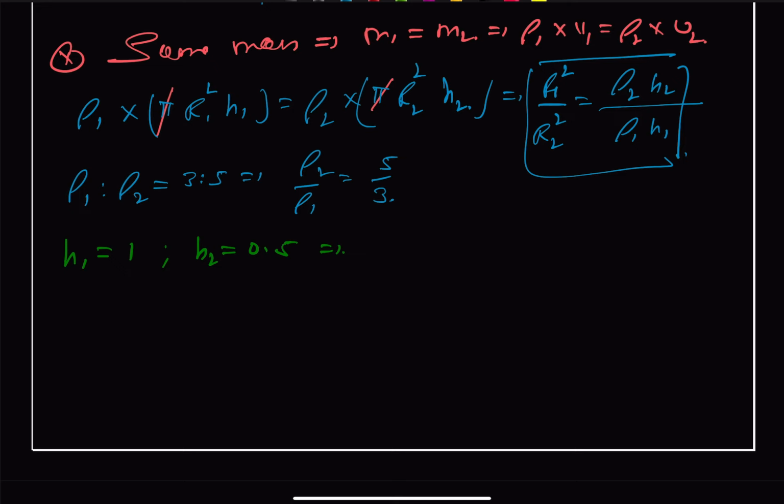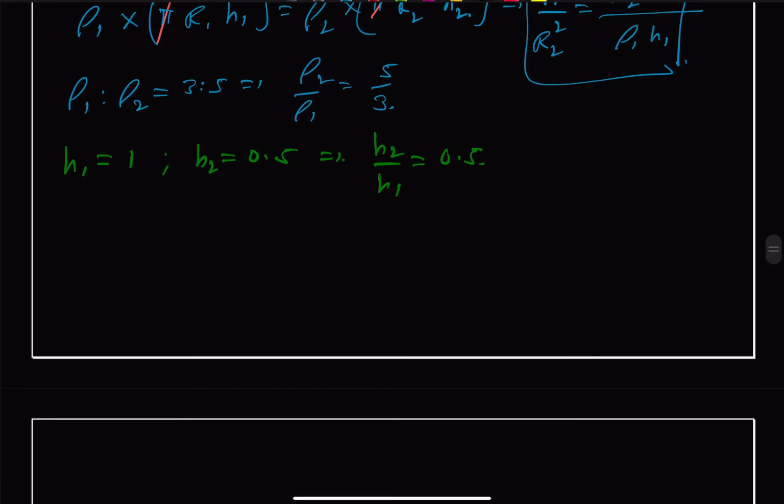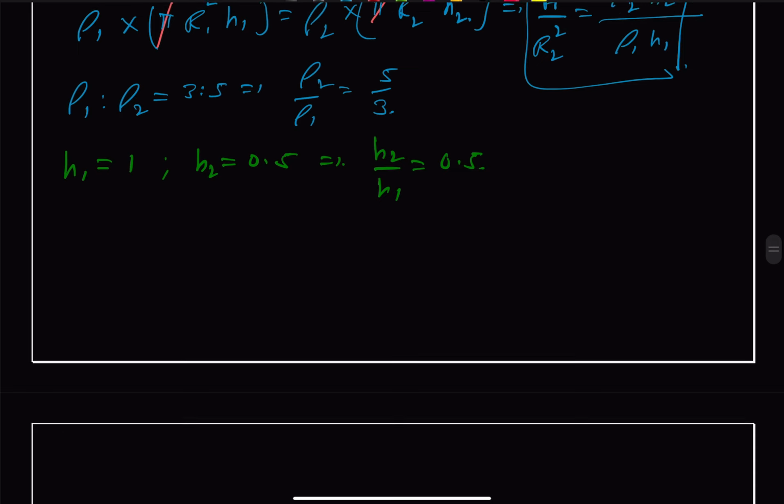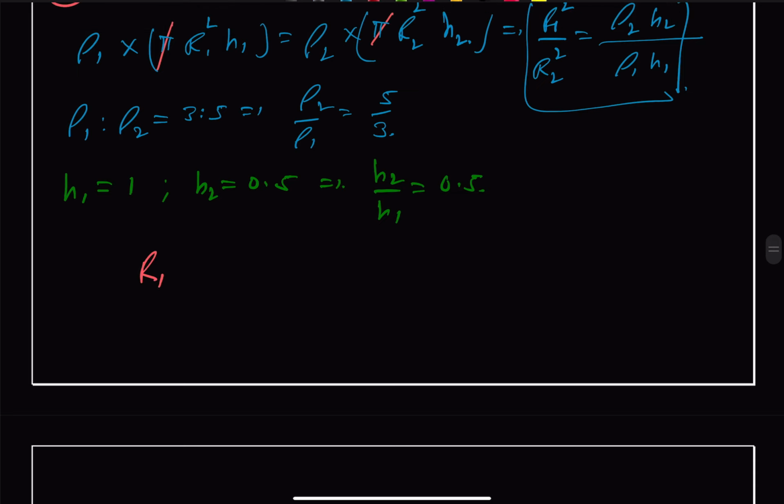Therefore h2 upon h1 will be 0.5. So we can say that our r1 square upon r2 square is equal to 5 by 3 multiplied by 0.5. This gives us 5 by 6.